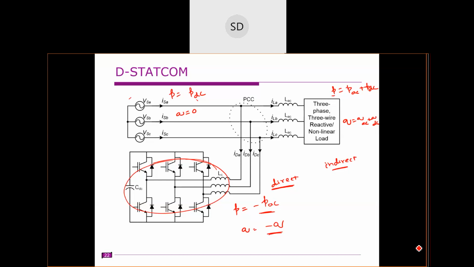right? So indirect, this is already given, right? So this is for P, it is PDC, for Q it is 0. This is for indirect. Okay. So this one is to compensate the harmonics. So this is to compensate the entire reactive power.